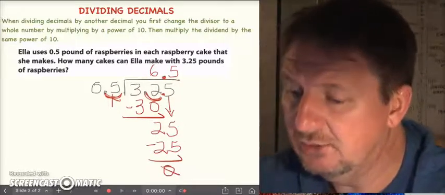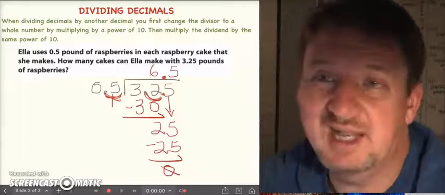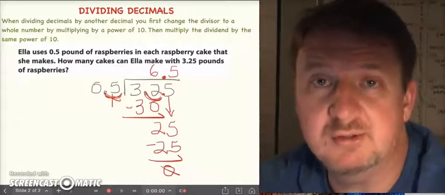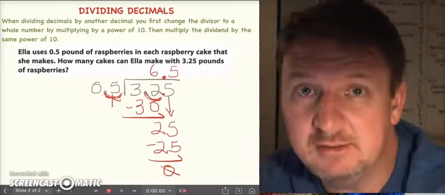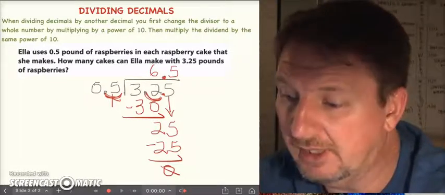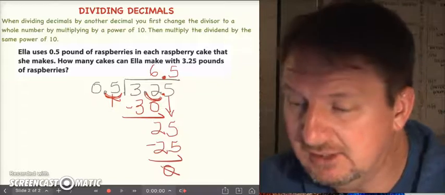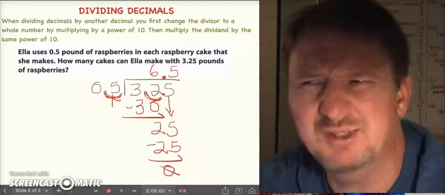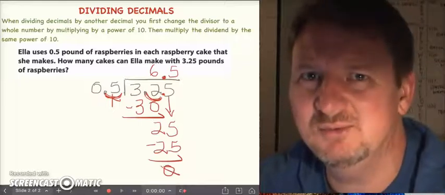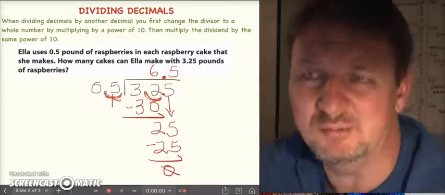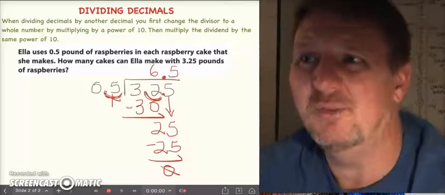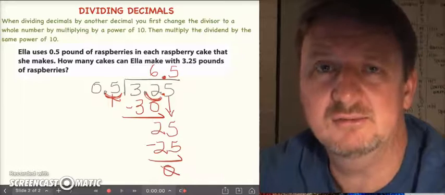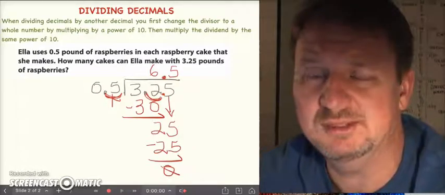Okay, so she can make 6.5 cakes with 3.25 or 3¼ pounds of raspberries. Now, she can't actually make a half of a cake. This is like a couple of problems that we did in other videos, especially with money. If you get 3 decimal places with a problem that deals with money, then you've got to round to the hundredths place, because we don't use more than 100 pennies, so you can't have 3 decimal places.